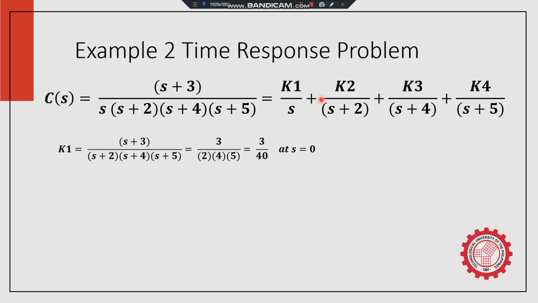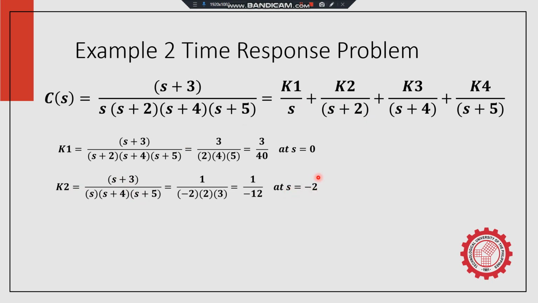And once more, if we want to solve for K1, we simply multiply the whole equation by S to reduce that equation into this. Notice that the S on this side is gone, and the K2, K3, K4 terms are gone as well. Substituting S to be 0, K1 will be 3 over 40. Same solution for K2, multiplying the whole equation by S plus 2 and reducing the K2 equation into this, substituting the value at S equals negative 2.